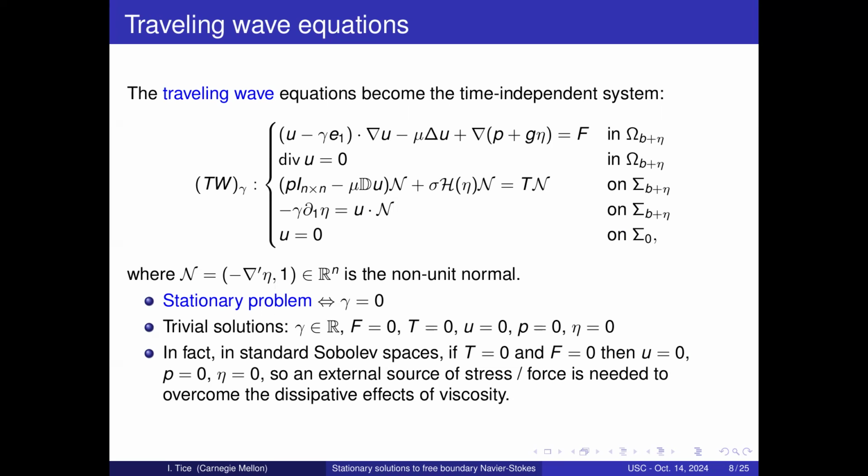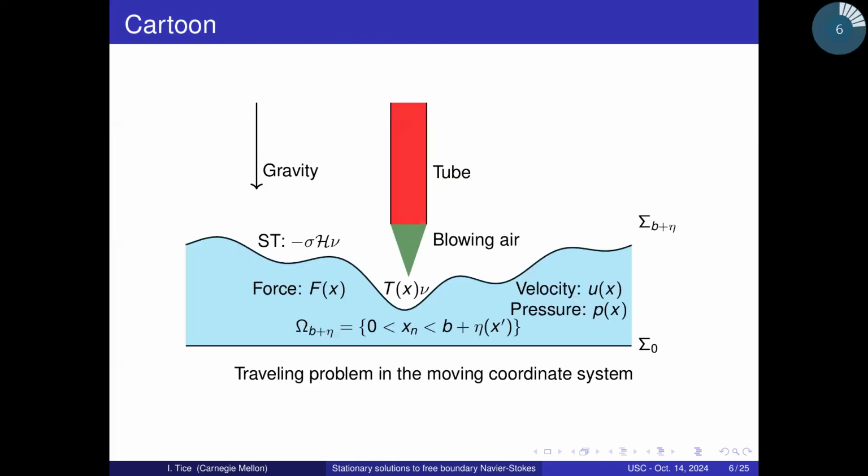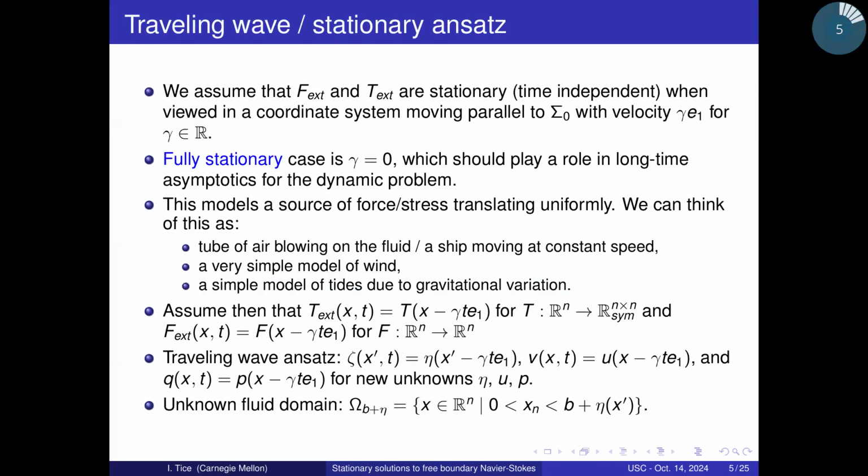Yes? Can you explain again why do we see gamma E1? Sure, because the ansatz assumes that the thing is moving at a constant speed in the E1 direction. So time derivatives become E1 derivatives. Yeah, so the thing is moving parallel. I think I said it was moving parallel, but I didn't explicitly say. Up to rotation, because the problem is rotationally invariant, I can always assume that that direction is E1. Why E1? I'm labeling.